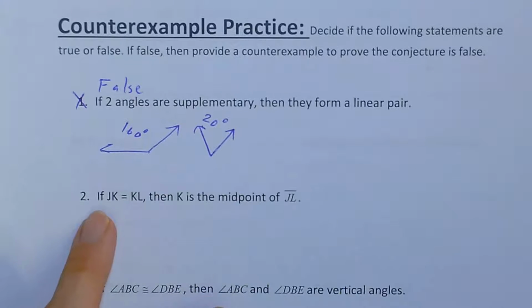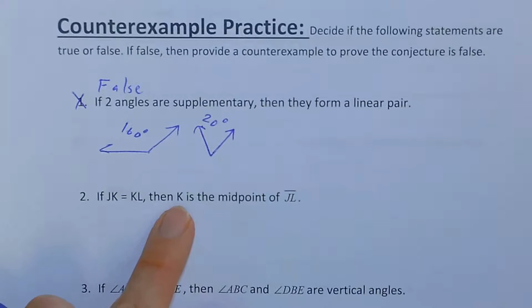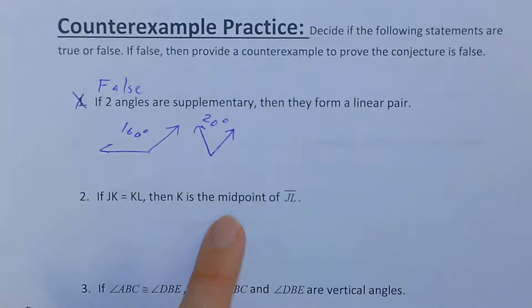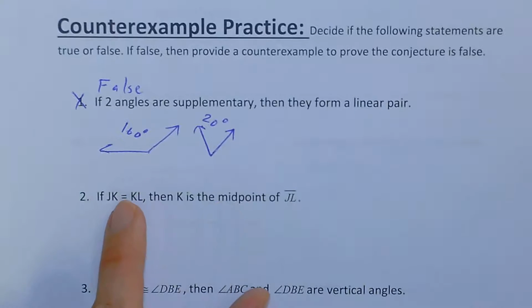Okay, so let's try another one. If JK equals KL, then K is the midpoint of JL. When you first think about this, you might think, oh, this is true. If these two segments match, then K would be the midpoint. But is there a way that you could draw this where these two segments match each other in length, but K is not a midpoint? And keep in mind, K has to be the same point because you can't have two Ks.